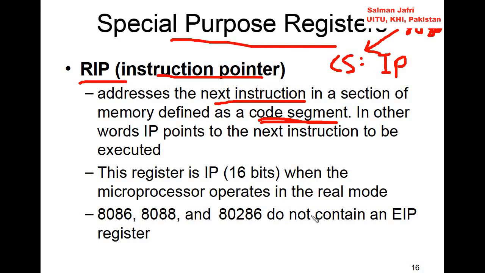So this register is 16 bits when the microprocessor operates in real mode, and we'll talk about real mode and protected mode. Real mode is the original mode of operation of 8086. Real mode is a single user mode of operation. And 8086, 8088 and 80286 do not contain an EIP register. EIP would be 32 bits, remember? Since these architectures are not true 32-bit architectures, the 80286, 88 and 8086 do not have EIP, they only have the IP register, which is a 16-bit register.